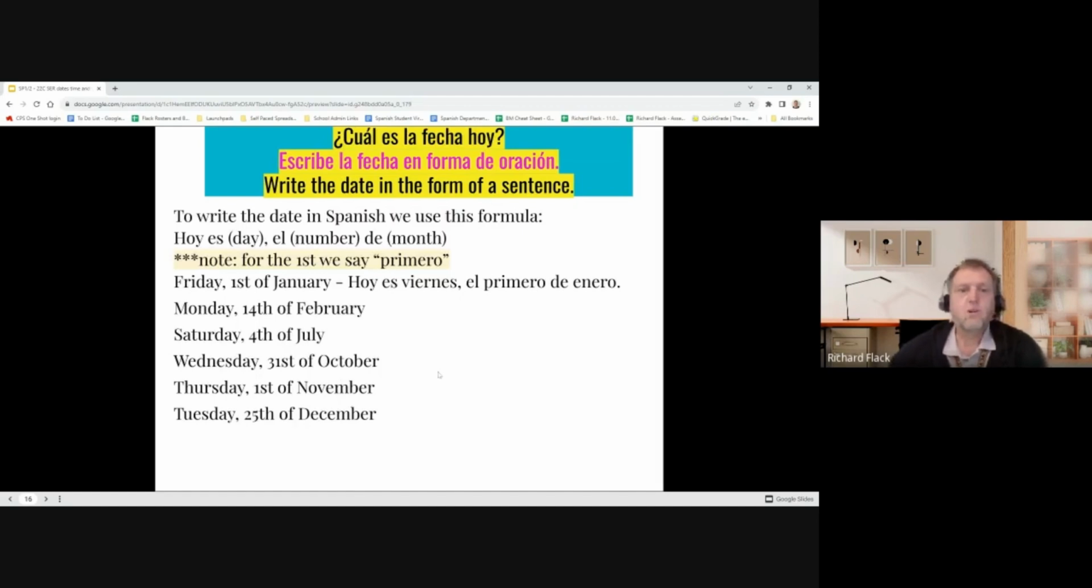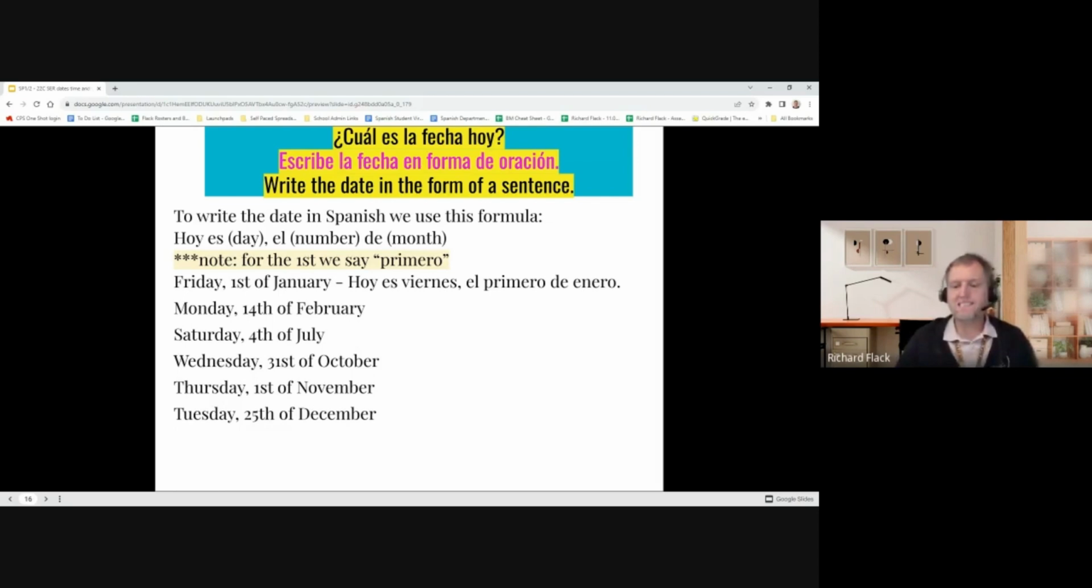So we also talk about dates a lot. To be able to write the date or say the date in Spanish, we use this formula. So let's see, where might we want to write this down in our packet? Let's actually add this on the blank page on the back.